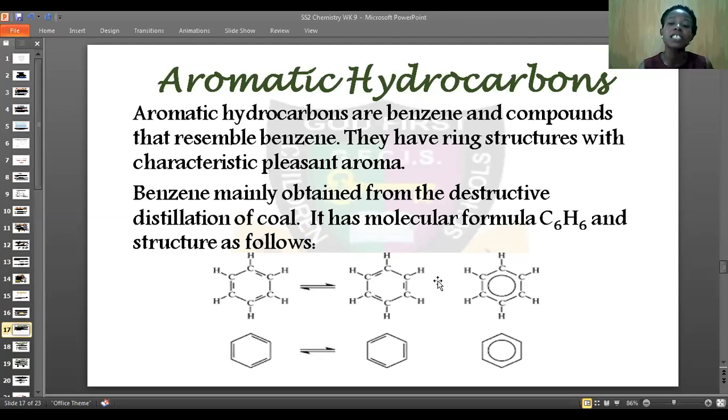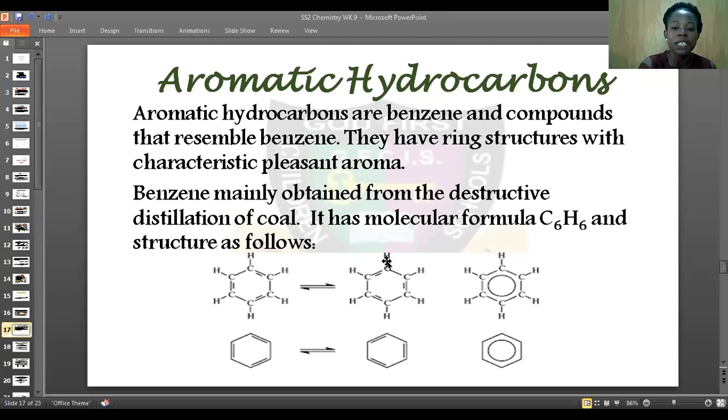In actual sense, the double bonds are not static, meaning they are not stable in one position. They are actually rotating. This characteristic of benzene is known as resonance. The double bonds are not in a fixed position, but are revolving around the six carbon atoms of benzene. So this is known as resonance, like I said.